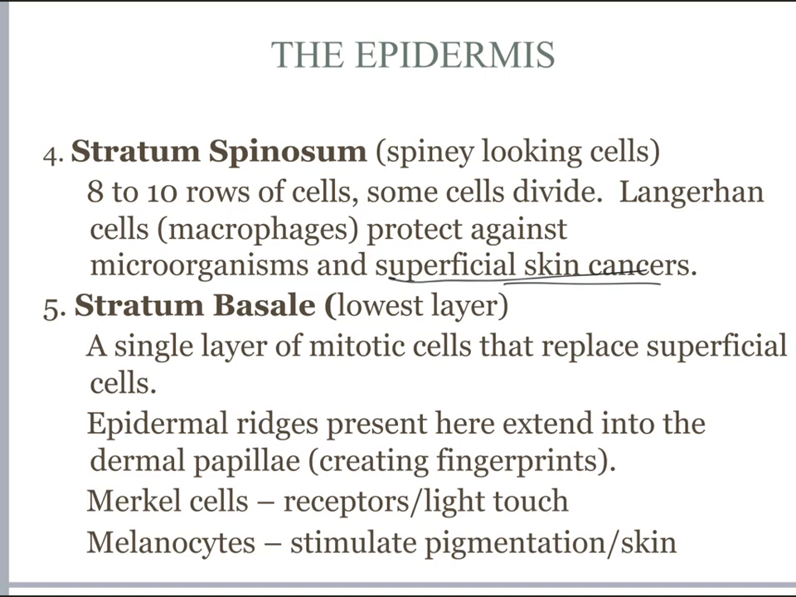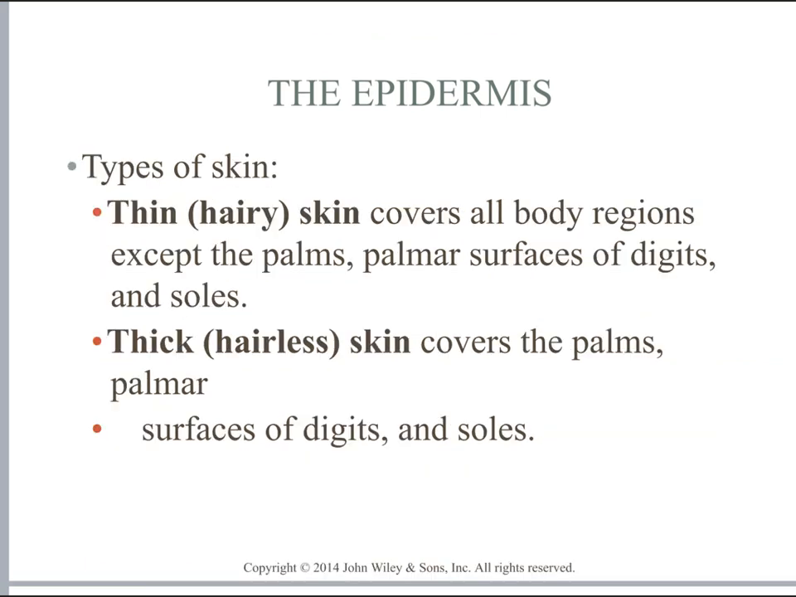Our epidermal ridges are present here, extend into the dermal papillae, creating our fingerprints. I'm going to talk about fingerprints in a little bit. We're also going to find our Merkel cells, receptors for light touch, and our melanocytes, which are going to stimulate pigmentation in our skin. So as a review, our types of skin include thin skin, which is also known as hairy, covers all body regions except for palms, palmar surfaces, and digits and soles. Our thick or hairless skin covers the palms and palmar surfaces, and surface of digits and soles.